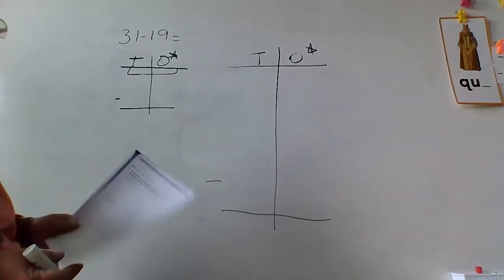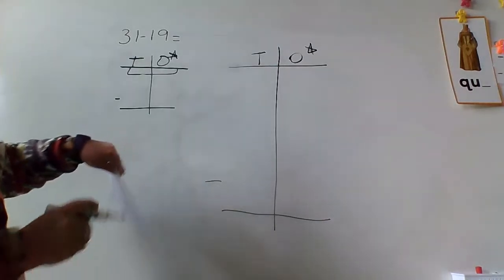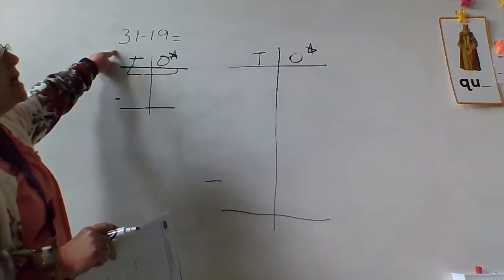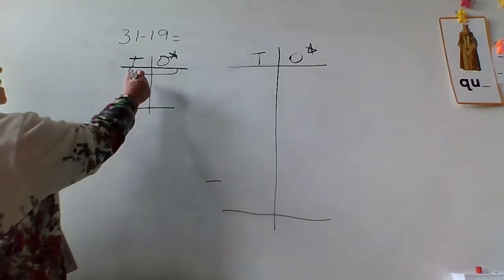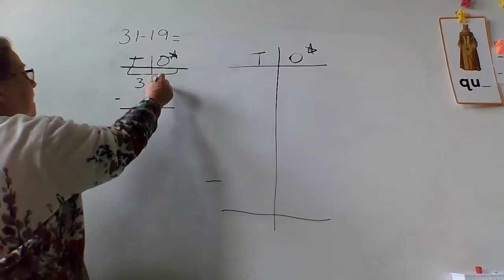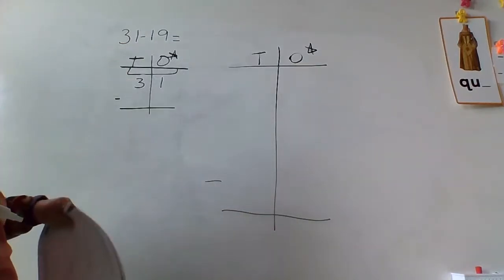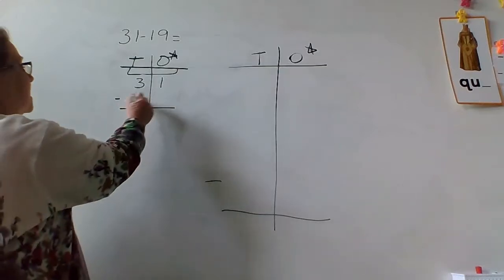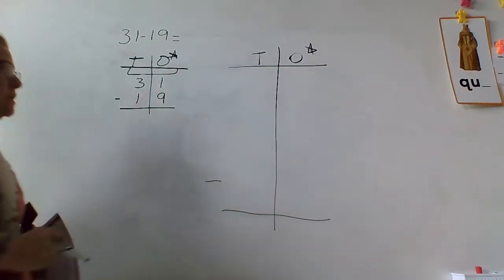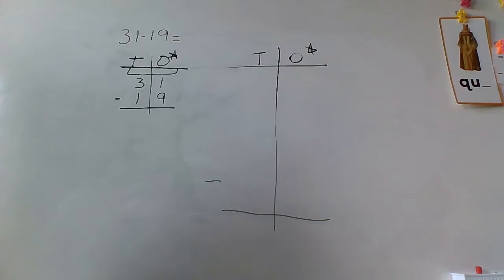Okay? So, in your small t, in your little t, I'm going to take 31. That's my first number. 31 is 3 10s and 1 1. Okay? 19 is my second number. 1 10 and 9 1s. Now I'm ready to draw my circles.